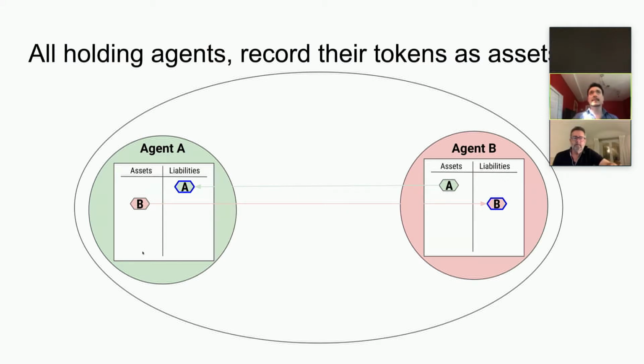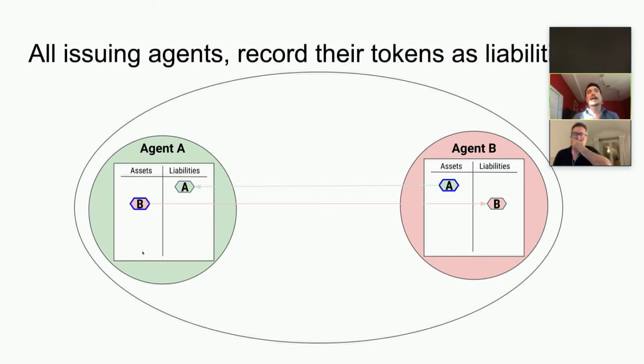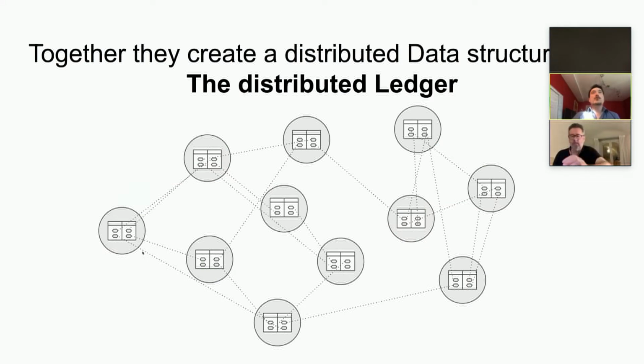So in this case, we borrow from accounting and finance in general, and all holding agents record their tokens as assets, in a balance sheet style assets and liabilities ledger. So one agent's asset is the other agent's liability, and all issuing agents record the tokens as liabilities. Together they create a distributed data structure. This is to say, a distributed ledger.